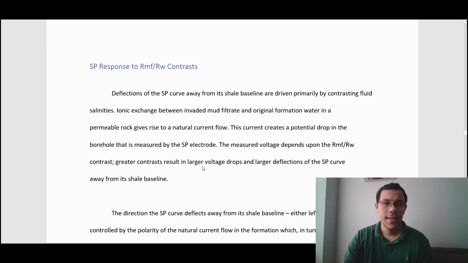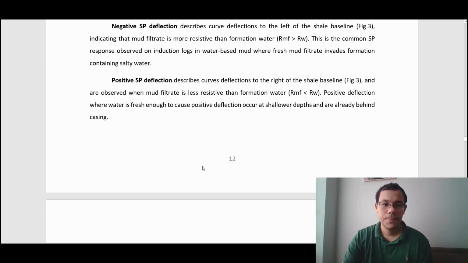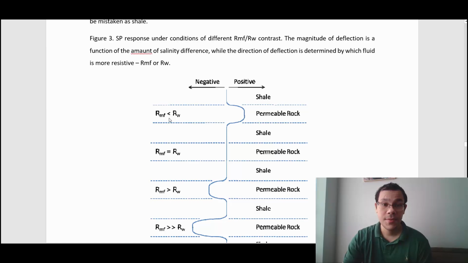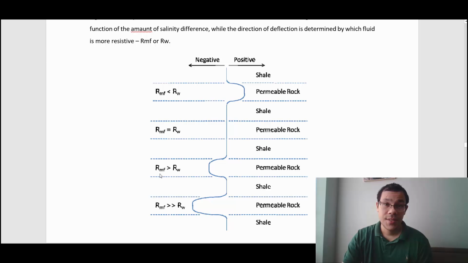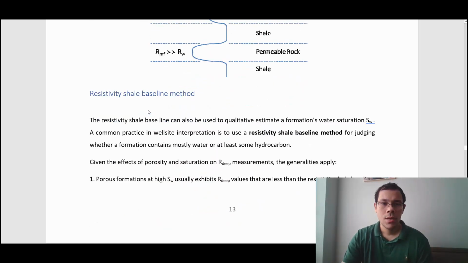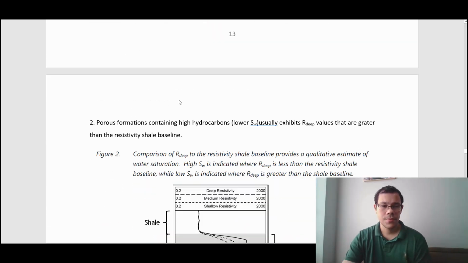So why is that happening? Well, the reason behind that is related to the contrast between the resistivity of the mud filtrate and your formation water resistivity. So if the resistivity of the mud filtrate is greater than the resistivity of the formation water, you will have a negative SP deflection. It will be positive in the contrary scenario. Now, something similar happened with your resistivity curves.